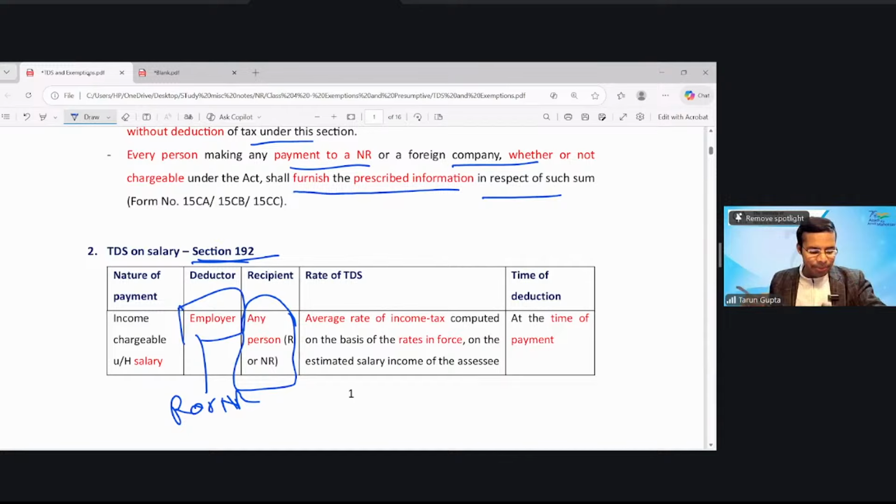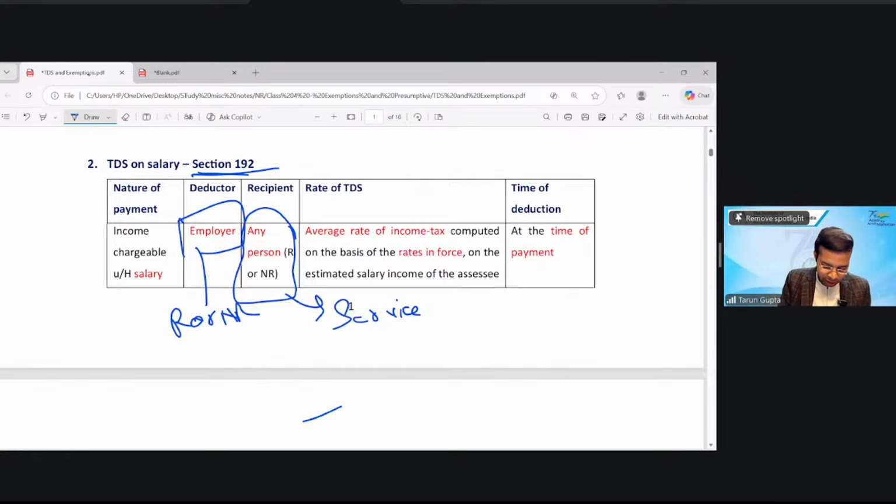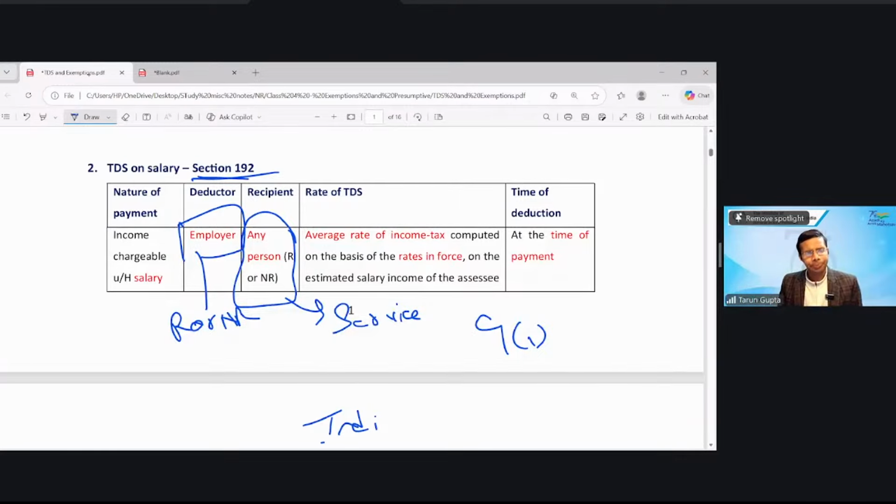Right. Tell me, in case of NR, when are the salaries taxable in India? It is taxable in India when the services are rendered in India. Perfect, Sanjay sir. When the services are rendered in India, then it is deemed to accrue or arise in India. And there was an extension that if you are an Indian citizen and government employee and you are being deputed outside India, then also your basic salaries are taxable in India because they are deemed to accrue or arise in India. Section 9(1), if you remember.